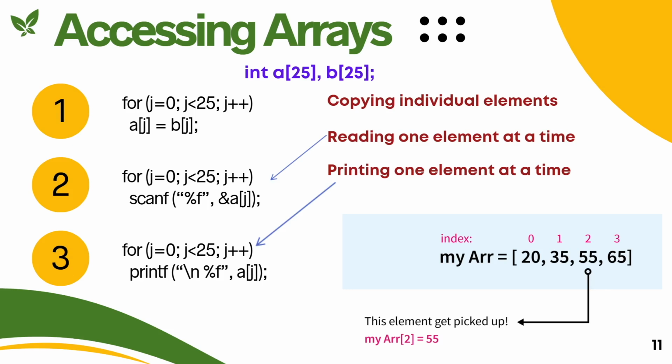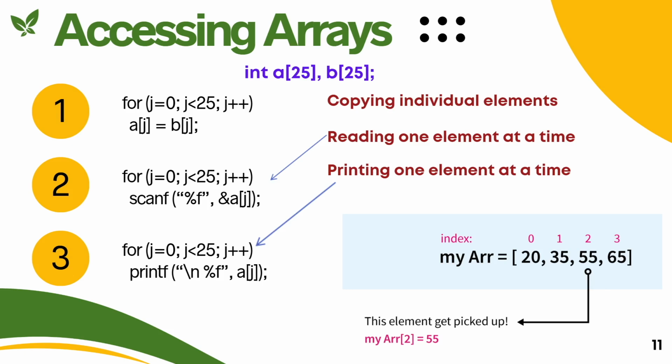Thereby, all the elements from array B will be copied to array A. In the second example, I have shown you the way to read one element at a time from an array. Here we have got input from the user, and for that we have made use of the scanf statement. So, I want to get values for array A from the user, and since the array's capacity is 25, I may have to get input from the user 25 times and place it in the respective location in that array.